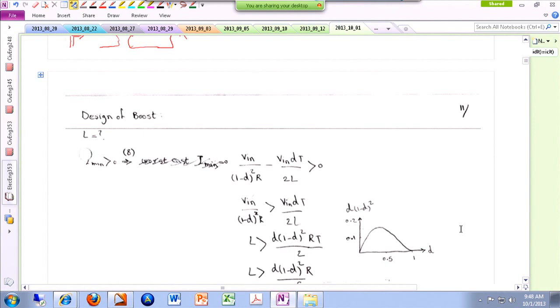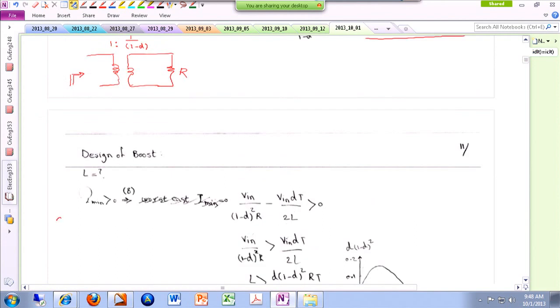Remember, all of this analysis was under the assumption that the converter is operating under CCM, continuous conduction mode. Meaning that the inductor current should be positive at any given time, so the minimum value of the inductor current should be above the 0 level. So we had an expression for Imin, and that was Vin over (1 minus D) squared R minus Vin D T over twice the inductor. So this should be positive.